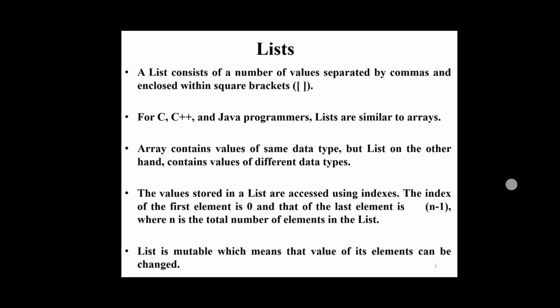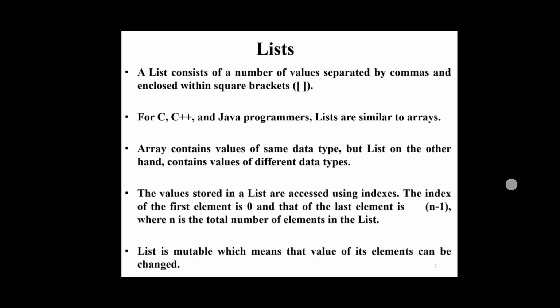A list consists of a number of values separated by commas and enclosed within square brackets. For C, C++, and Java programmers, lists are similar to arrays. An array contains values of the same data type, but a list, on the other hand, contains values of different data types.